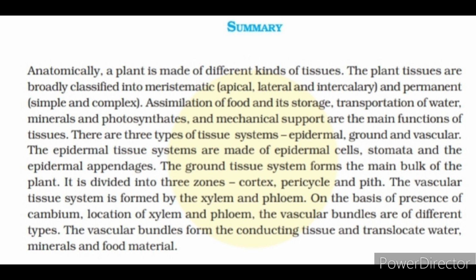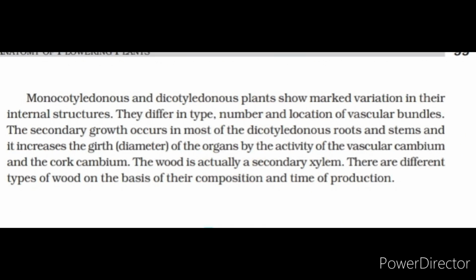It is divided into three zones: cortex, pericycle and pith. The vascular tissue system is formed by the xylem and phloem. On the basis of presence of cambium, location of xylem and phloem, the vascular bundles are of different types. The vascular bundles form the conducting tissue and translocate water, minerals and food material. Monocotyledonous and dicotyledonous plants show marked variation in their internal structures. They differ in type, number and location of vascular bundles.